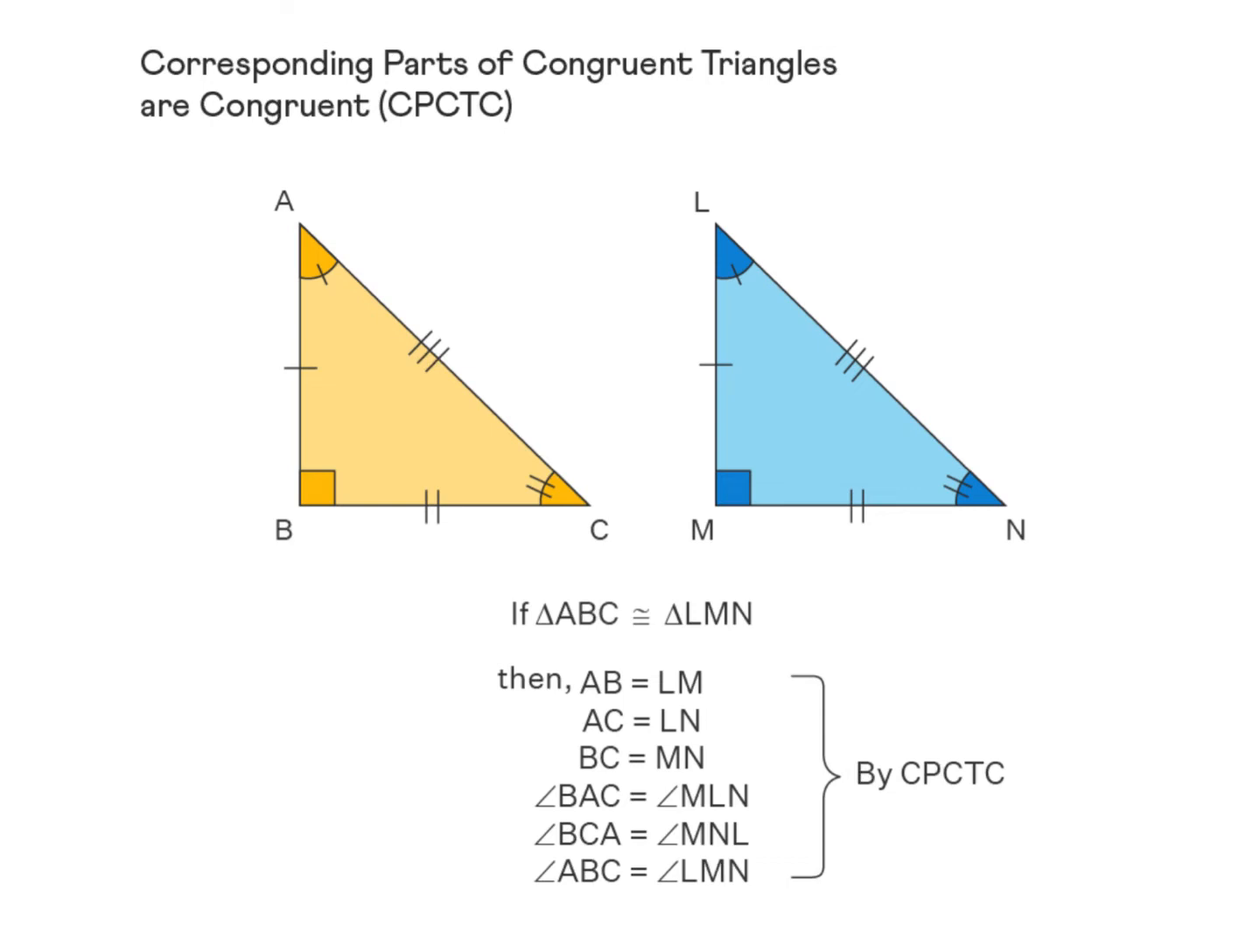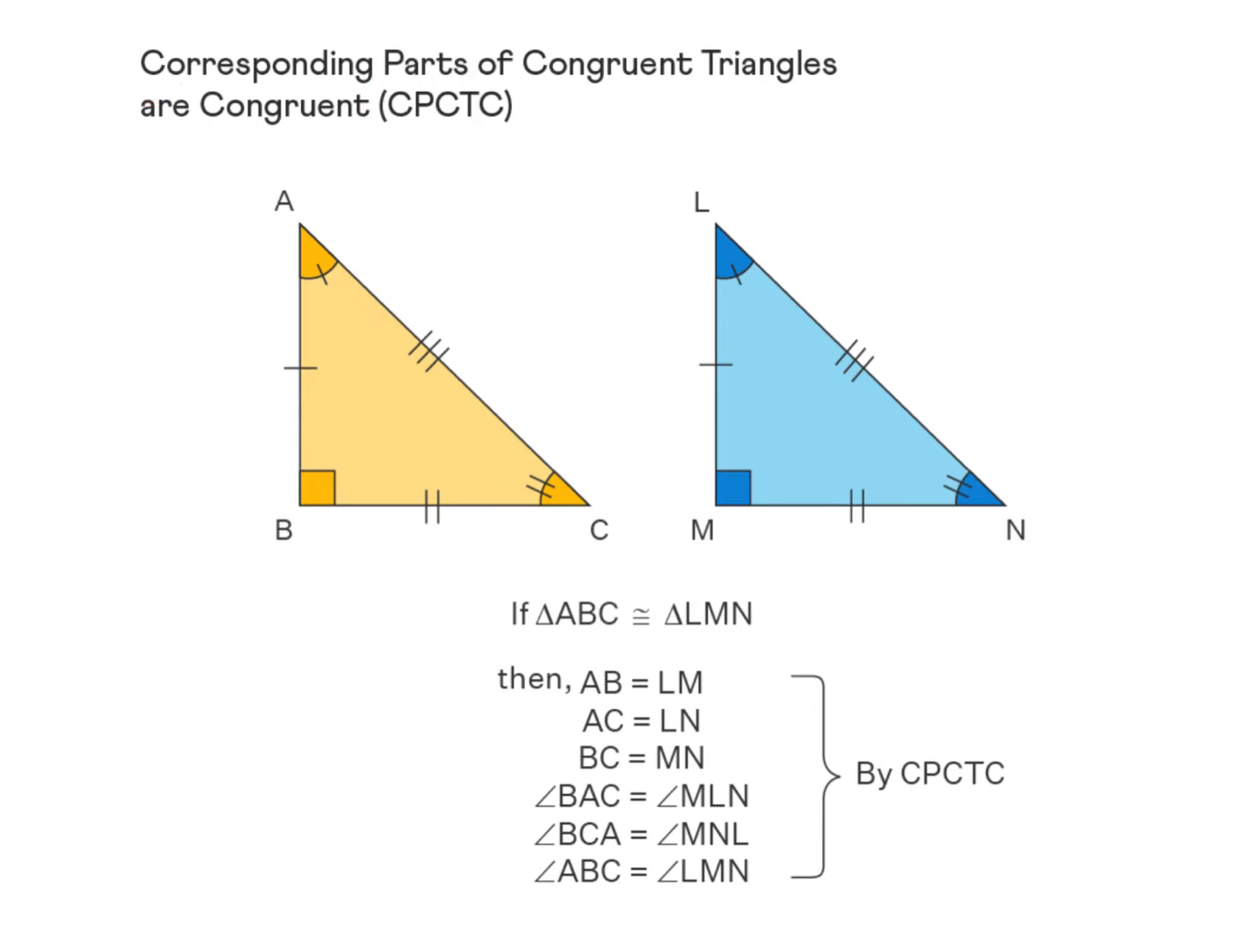In this video, we're going to take a look at how to prove that corresponding parts of triangles are congruent. Before we look at a proof, we have this property that's going to help us with that process. So this property says that as long as I have congruent triangles, in other words, in this picture, if triangle ABC is congruent to triangle LMN, then all of their corresponding parts are also congruent.